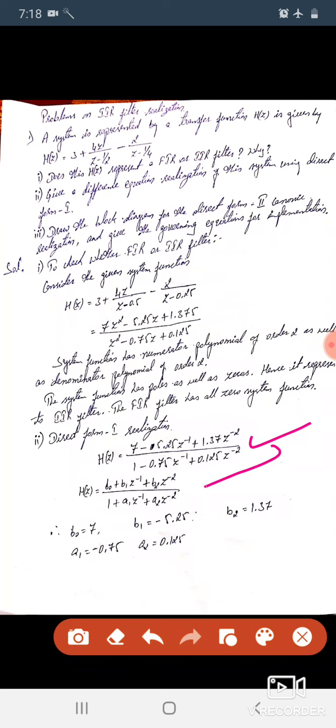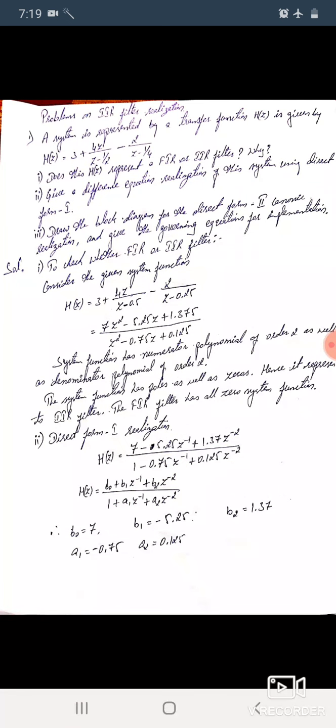Compare with the standard equation, which you already wrote. H of z is equal to (b0 plus b1 z inverse plus b2 z raised to minus 2) divided by (1 plus a1 z inverse plus a2 z raised to minus 2). What are our values? b0 is going to be 7, b1 is going to be minus 5.25, b2 is 1.37. Similarly, a1 is going to be minus 0.75, a2 is going to be 0.125. This is how you will get it.